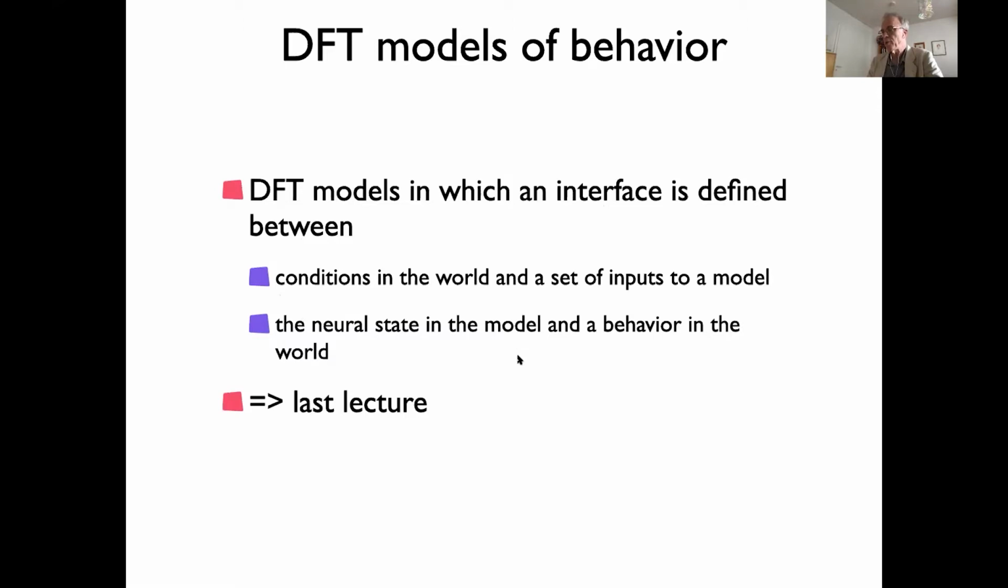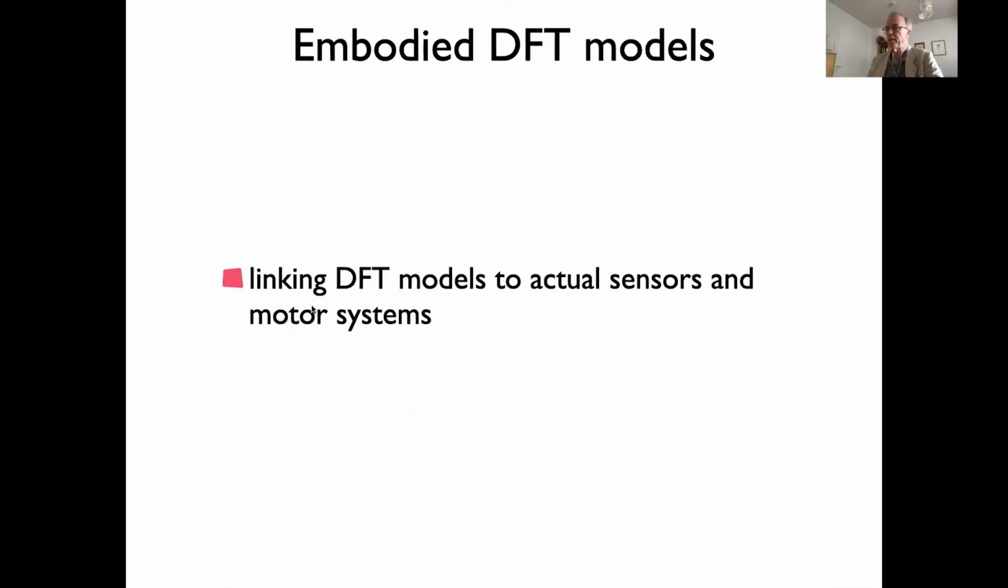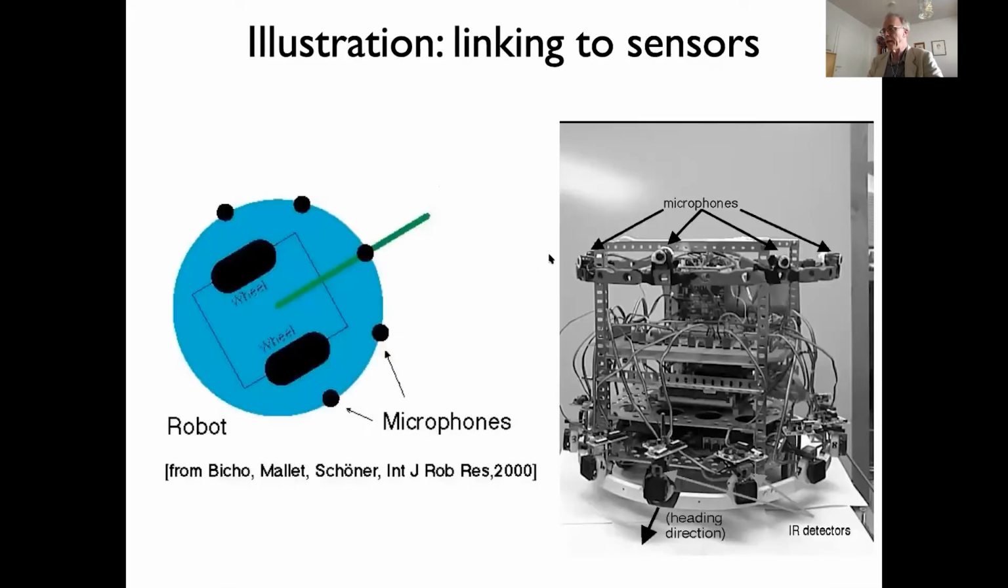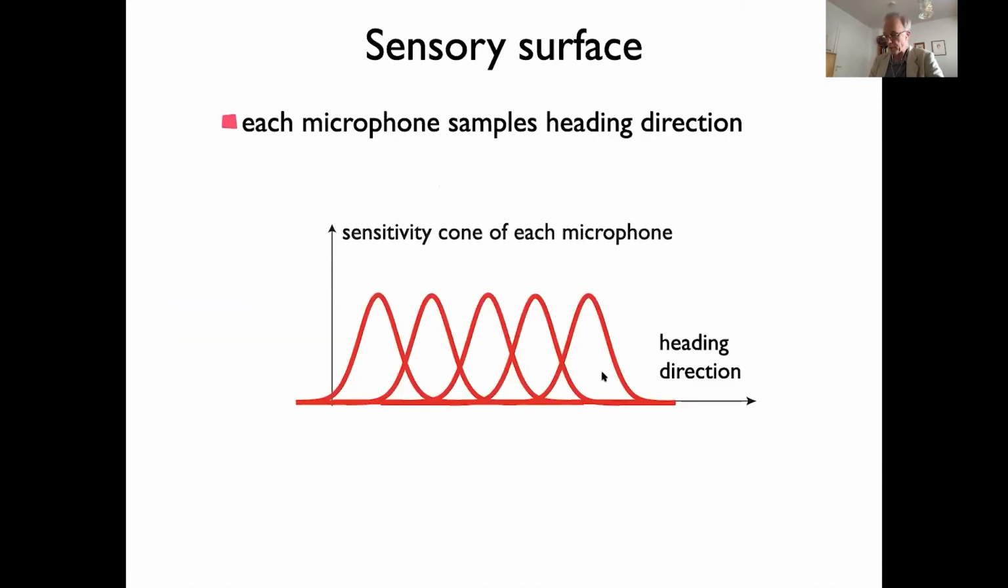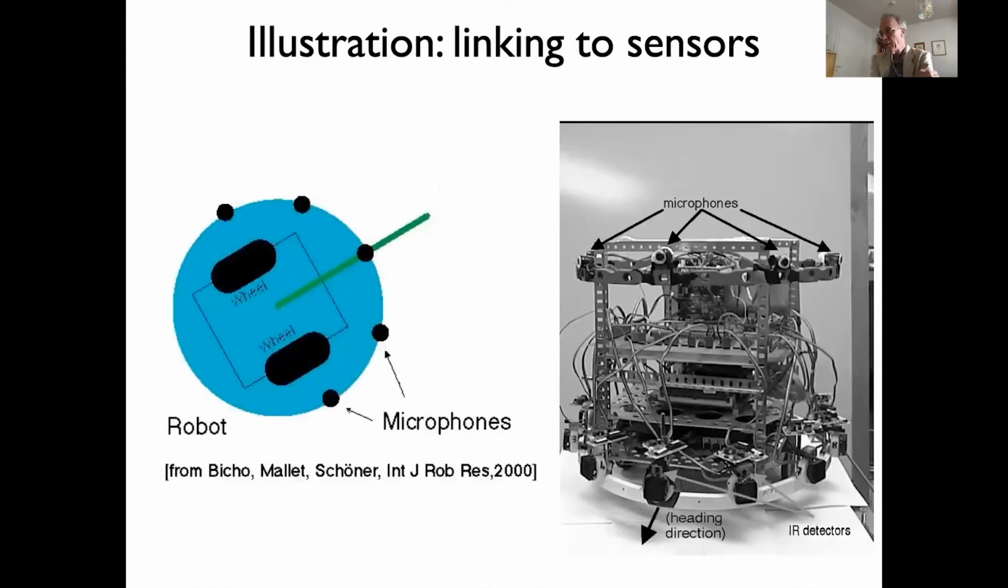And so what we want to do now is to push this to a level where we make that real, in the sense that we really link the DFT models to actual sensors and to actual motor systems. And I'll start by talking about how we link to sensors. I'll do this here in terms of looking at a vehicle. This is a robotic vehicle. This is sort of a pedagogical device to do that, just like I referred earlier to Braitenberg vehicles. And I'll later point out how to generalize from that.